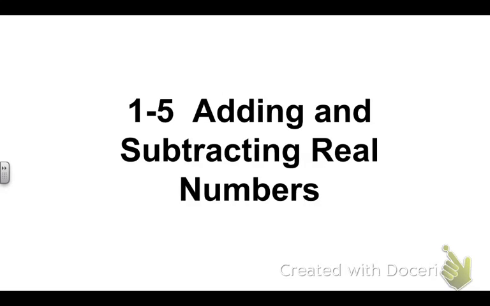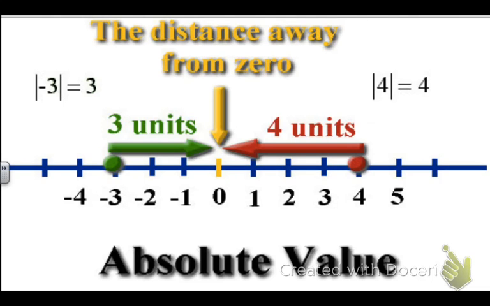I want to talk about adding and subtracting real numbers, but before we go there, we need to talk about absolute value. Absolute value's definition is the distance away from zero. Now, if you look right here, this is saying what's the absolute value of 4. And if you look at the red arrow, the red dot, they've found 4 on the number line, and they've counted how many units to 0.